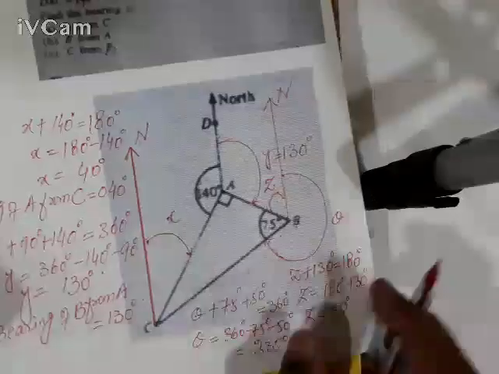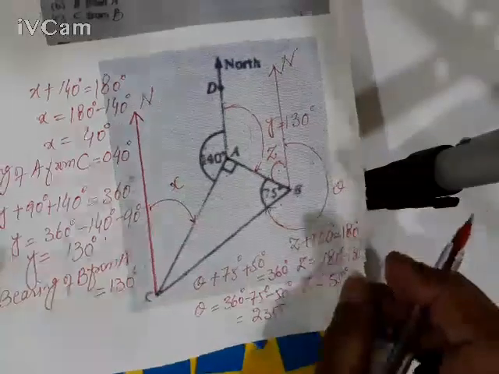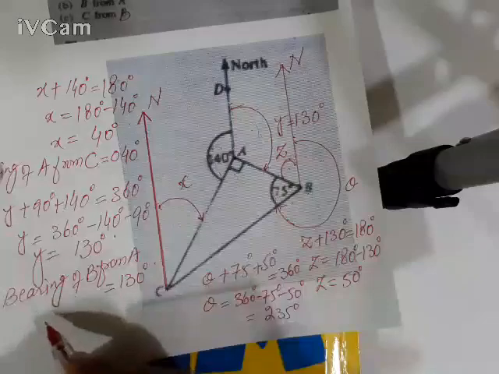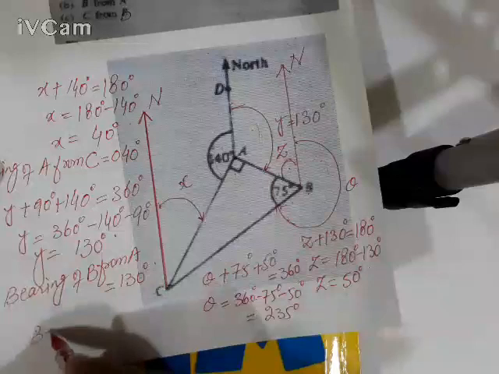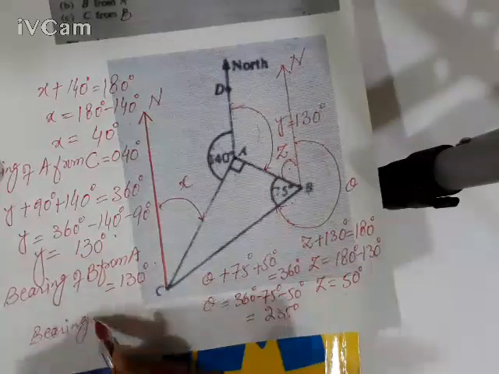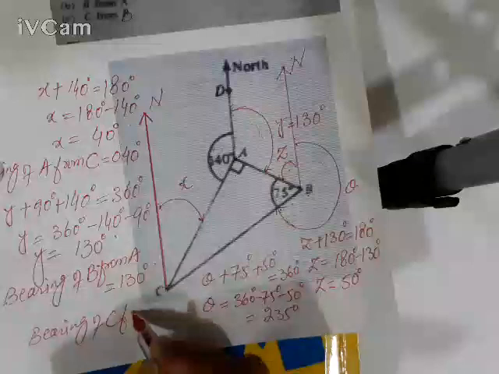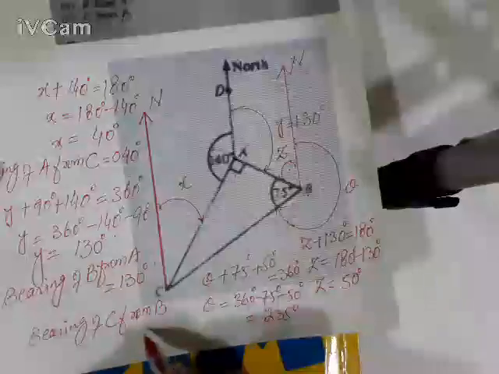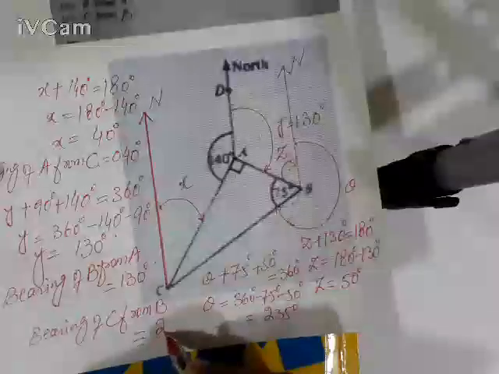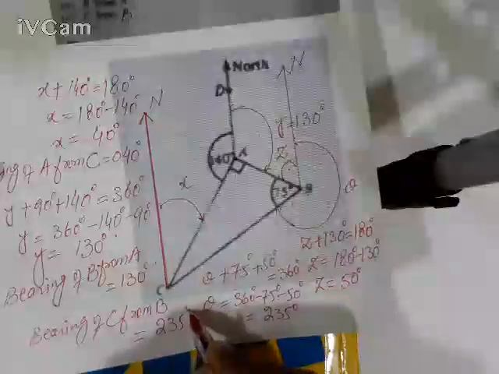Now lastly we can write the bearing of C from B, which is equal to 235 degrees.